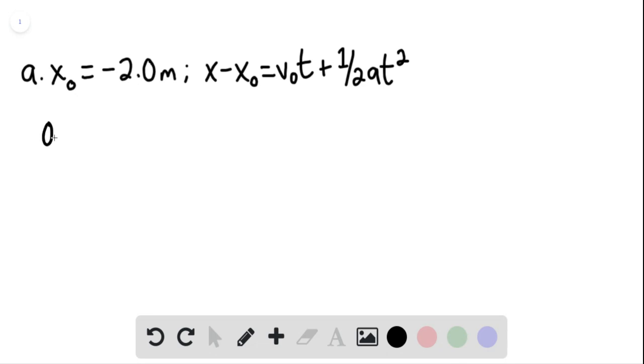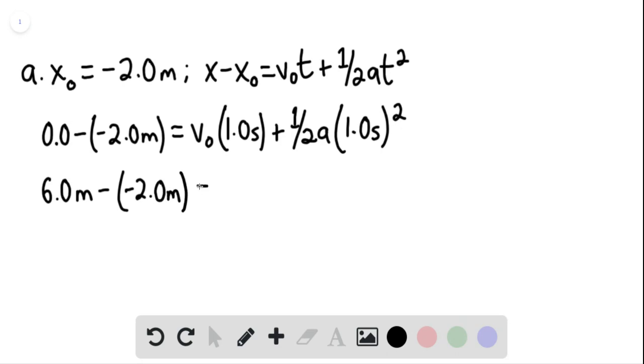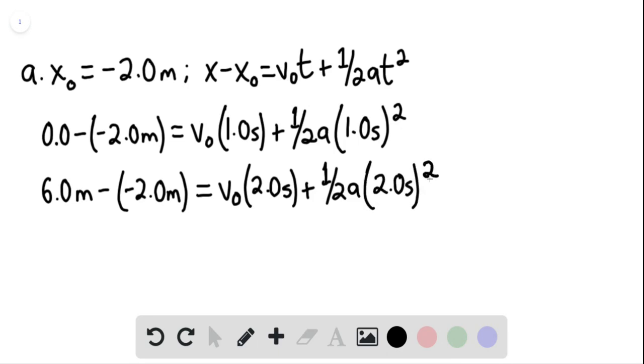So we have 0.0 minus negative 2.0 meters equals v initial times 1.0 seconds plus 1/2 times the acceleration times 1.0 seconds quantity squared. We can then say 6.0 meters minus negative 2.0 meters equals the initial velocity times 2.0 seconds plus 1/2 times the acceleration times 2.0 seconds quantity squared.